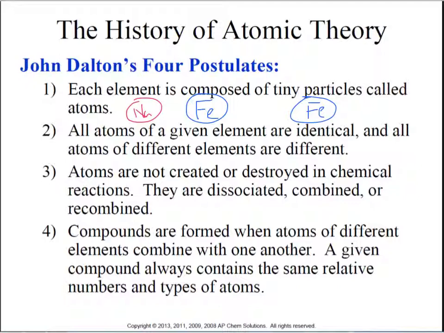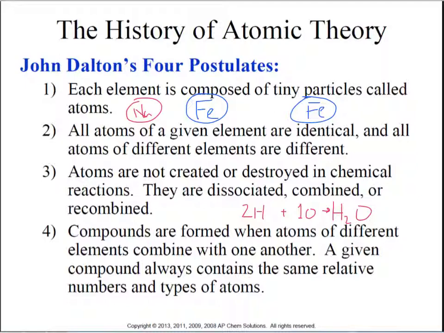And then the last one is just an extension of what Proust said. So compounds are formed when atoms of different elements combine with one another. And then a given compound always contains the same relative number of atoms. So then what he was putting together there, if you have something like water, well, then water is made when 2 H's and 1 O come together, and that would give us H2O. And then that there's always 1 oxygen and 2 hydrogens in water molecules. If it's anything different than that, then it's not water.